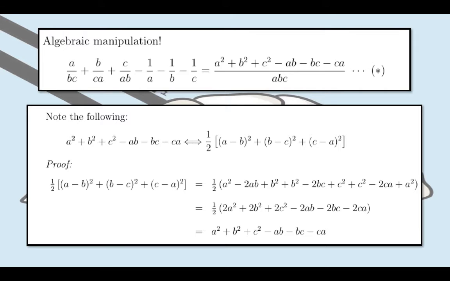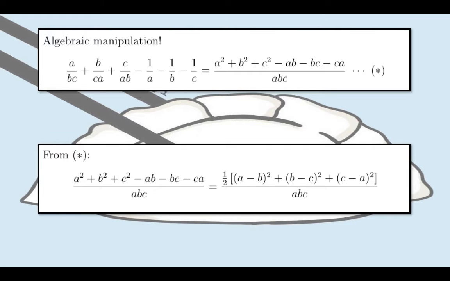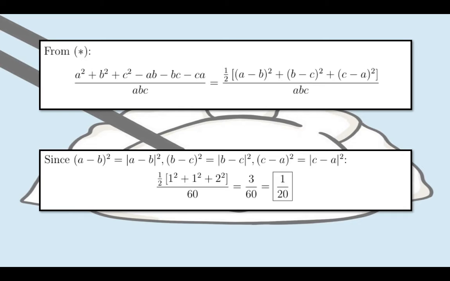Now we're going to use this in expression star because the numerator is exactly the same. So we can replace the numerator by the expression we got. Let's replace the numerator with 1 half times the quantity A minus B squared plus B minus C squared plus C minus A squared. Now the denominator remains the same.